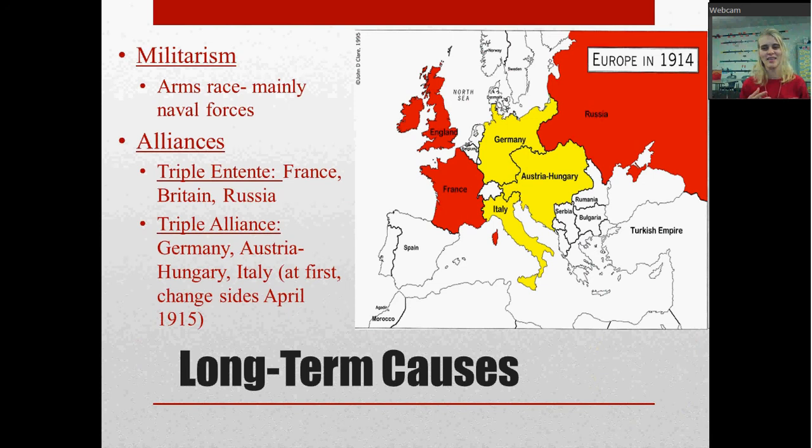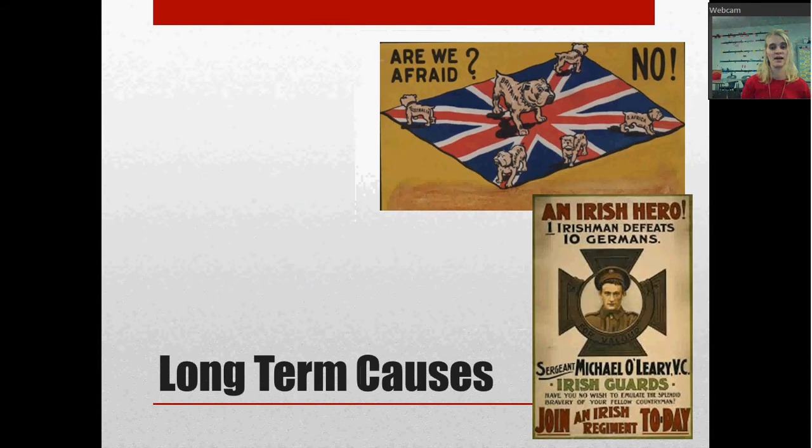So you may wonder why alliances might be a cause of a war. That's going to play a role into one of the immediate causes. So keep that in your mind when we come back to that.